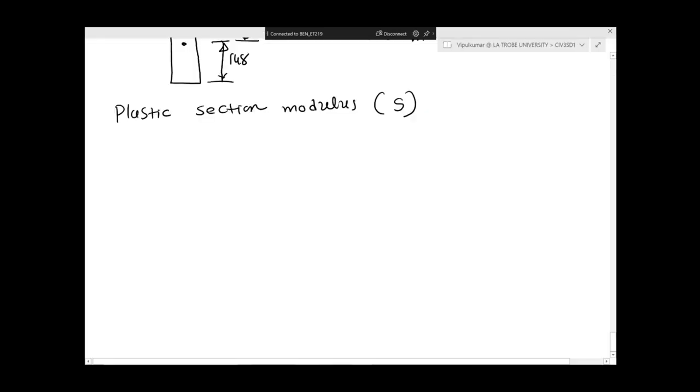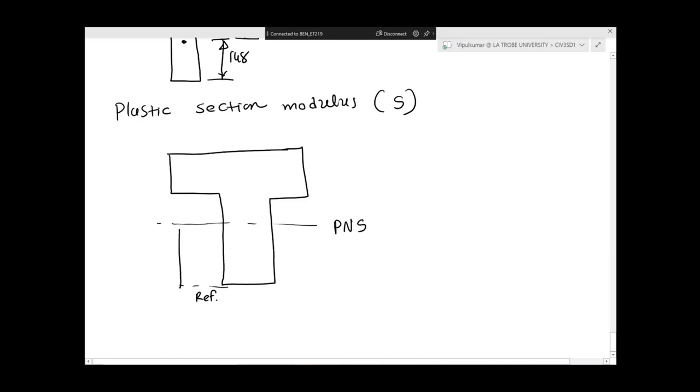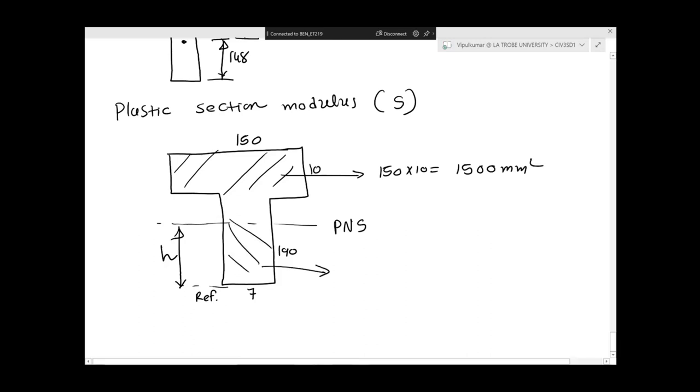For the plastic section modulus, we have one challenge: we need to find the axis where we're going to divide. This is the plastic neutral axis. Let's take this reference here, again the same reference, and assume this is a distance h. We need one simple hint, because the plastic neutral axis could be here or could be here. What is this section? The top is 150 by 10, and this is 190. So what is the area of the top one, 150 by 10? 1500 millimeter square. What is the area of this bottom part, which is 1330?